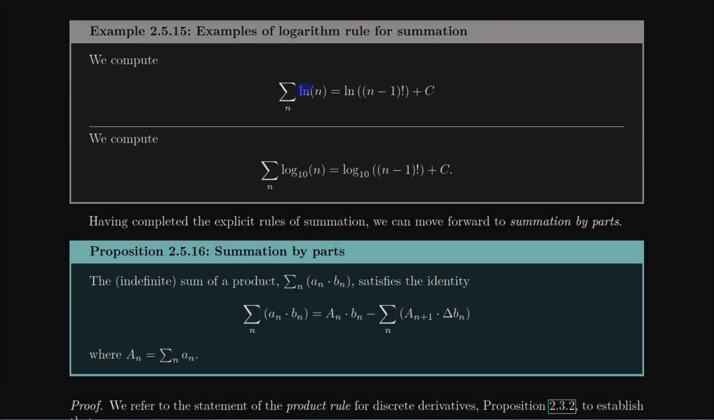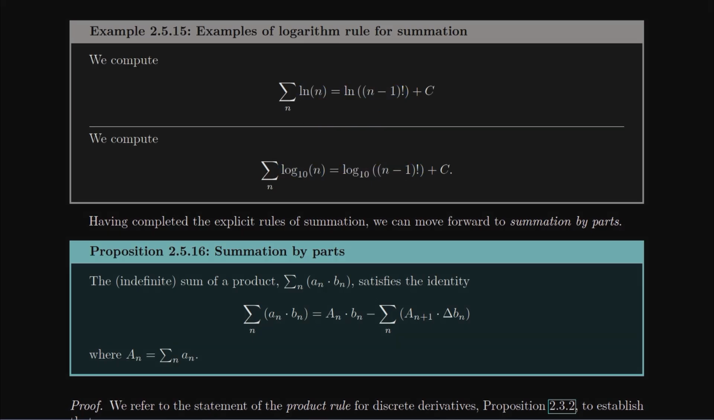Pretty straightforward. We do the natural log, take the sum of the natural log of n. We're just going to replace n with n minus 1 factorial. Of course, you preserve base e here. Similarly with log base 10, we're just going to have log base 10 of n minus 1 factorial. We preserve base 10 in that case.